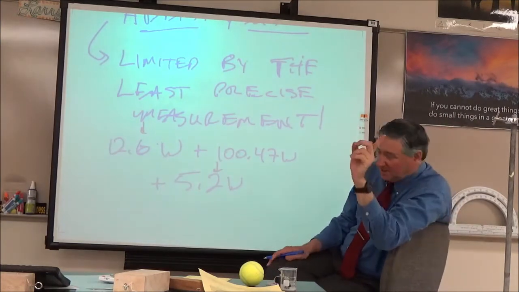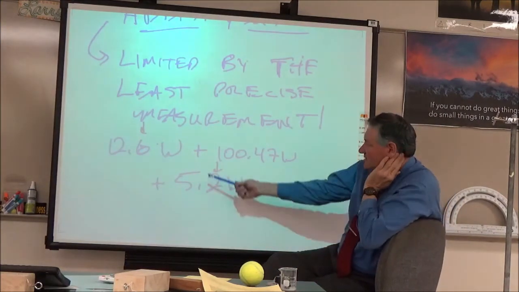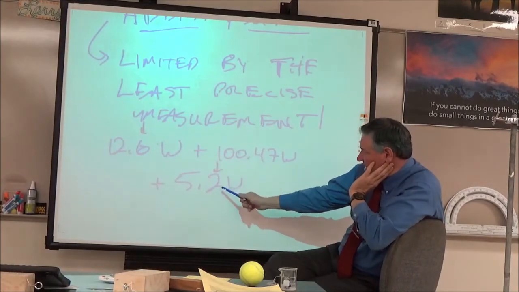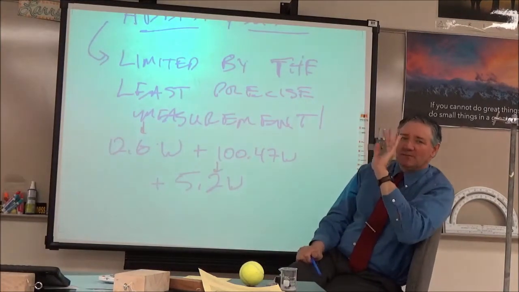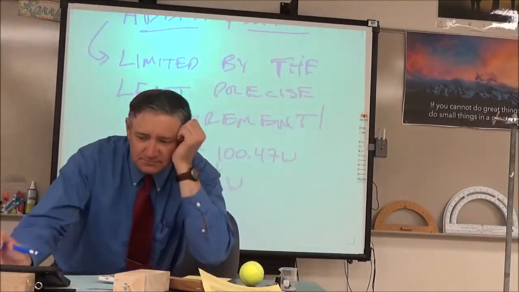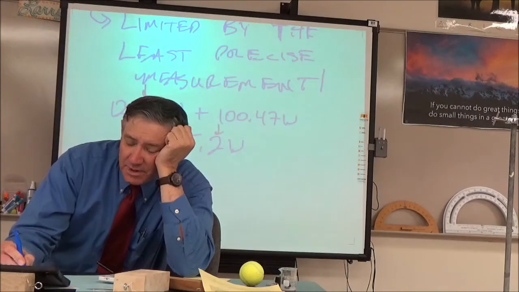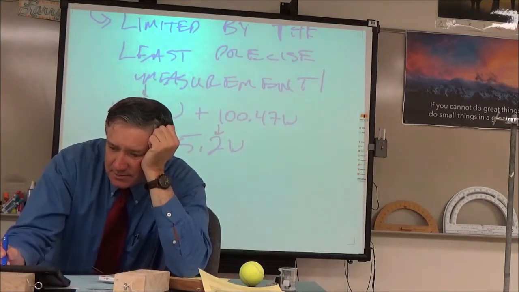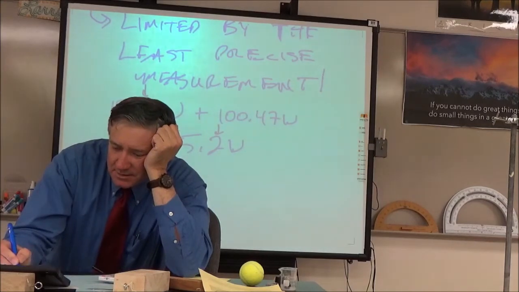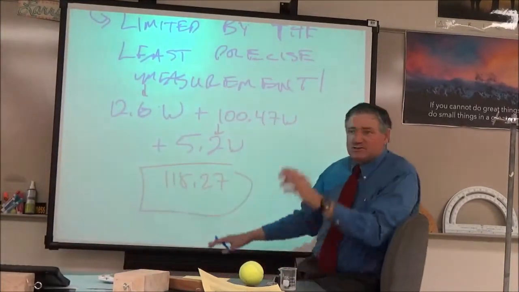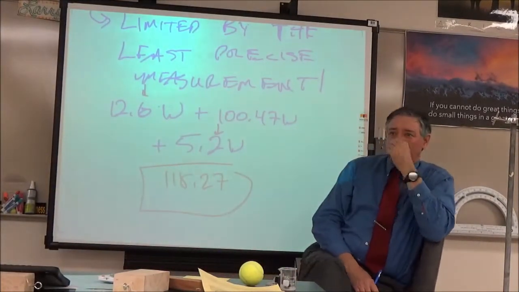Speaking of the calculator gods, somebody take 12.6, add that to 100.47, and add that to 5.2, and tell me exactly what the calculator gods say the answer is. 118.27. So according to the calculator gods, this is your answer, 118.27.